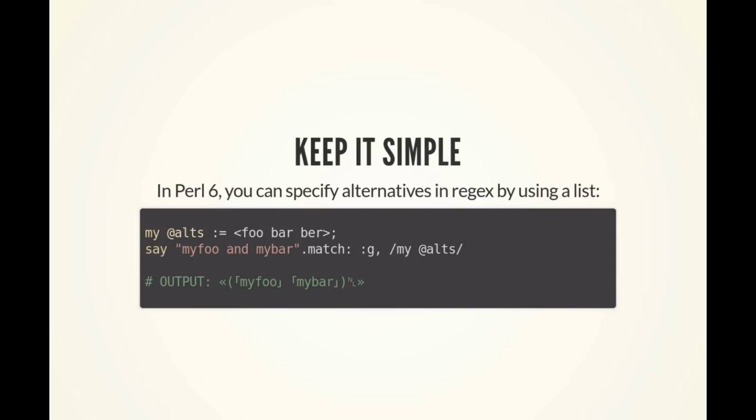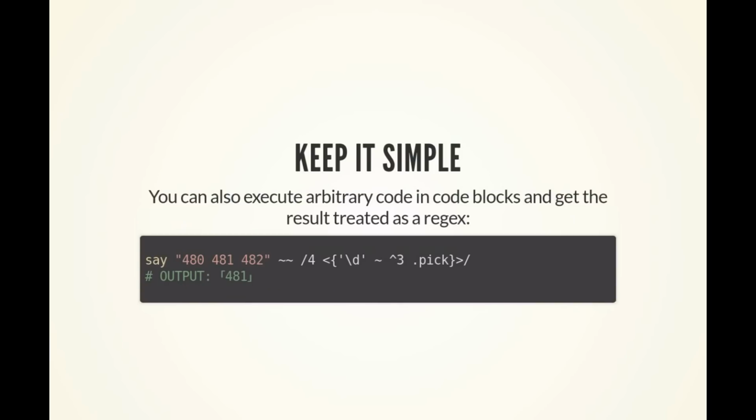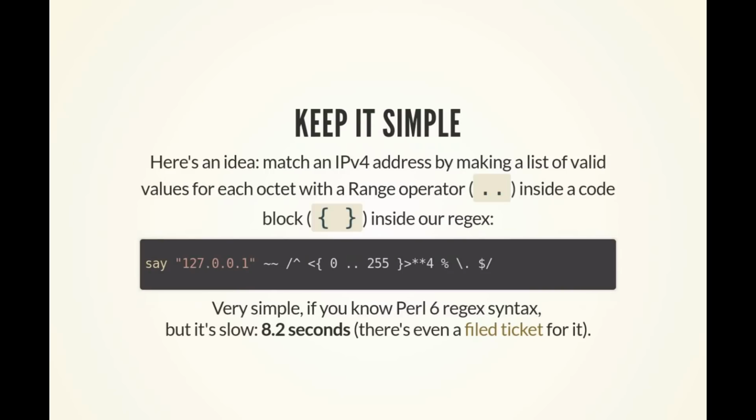Here's one of the examples with regexes. You can use a variable that has a list in it directly in the regex, and this will be interpreted as a list of alternatives to match. You can also use a code block, and inside of it generate something that should be interpreted as a regex. For example, in this code piece, we pick a random number and use it as a regex. So one of our users combined those two features, and they used a code block to generate a list of 256 alternatives, and then they used a quantifier to match 4 of those alternatives to match an IP address.